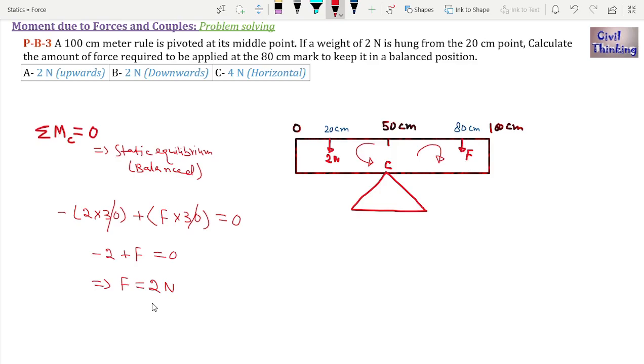Okay, so we need a force of 2 Newton to be applied at the 80 centimeter mark, and that also downwards. Then the meter rule will be in balanced position. So which is the correct option? Option B, 2 Newton downwards, right?